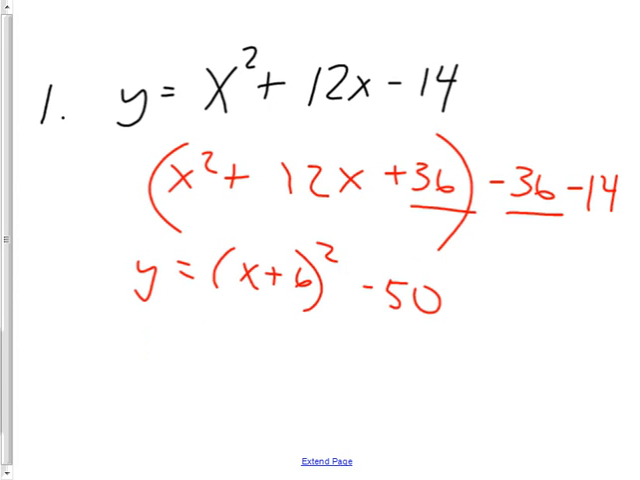Here's what they should have done. They should have put the half and square number. Half of 12 is 6. 6 squared is 36. Here and here. And then it comes out to that. Any questions about that? Yes.